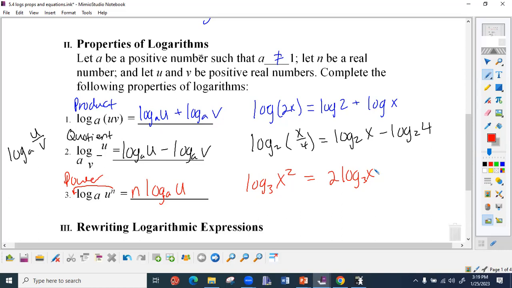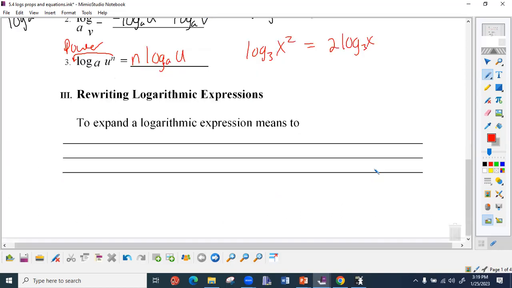How do we feel about product, quotient, power? Good. Doable? All right. Let's throw them in together. So, rewriting log expressions. I'm going to apologize. Your example was supposed to be at the bottom of the page where you have all that space, and it somehow shuffled to the top. So you're going to actually work it underneath it.